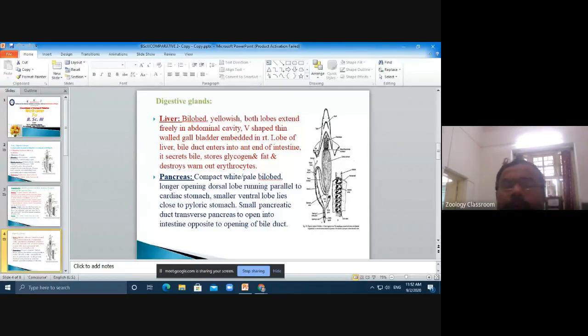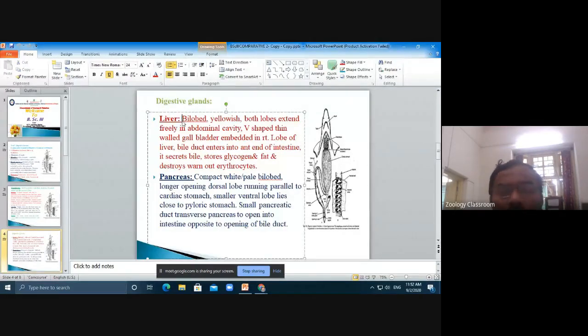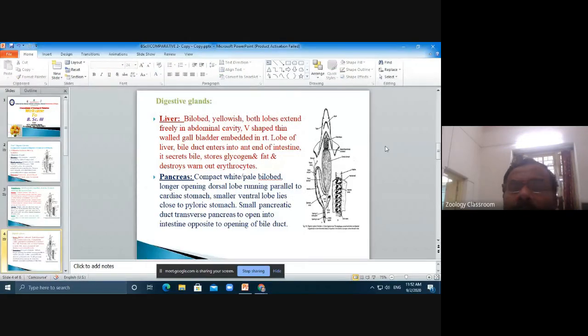Now let us consider information on the liver. You know that the liver in fish is bilobed, meaning it shows two lobes. This condition is known as the bilobed condition. The color of the liver is yellowish. Variable color is observed in vertebrates. In fish, the color of the liver is yellowish, while in mammals, reptiles, and birds, the color is dark brown.